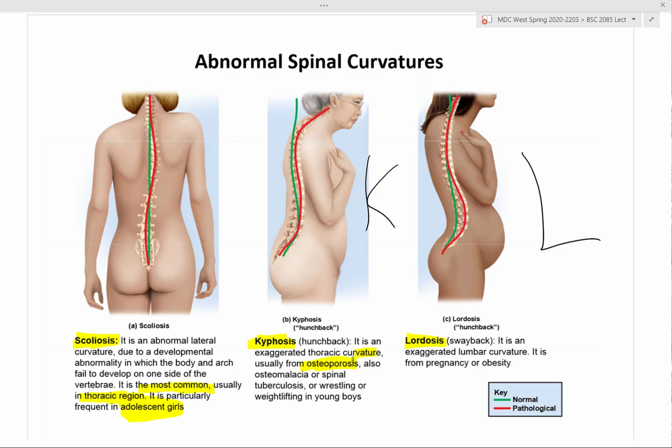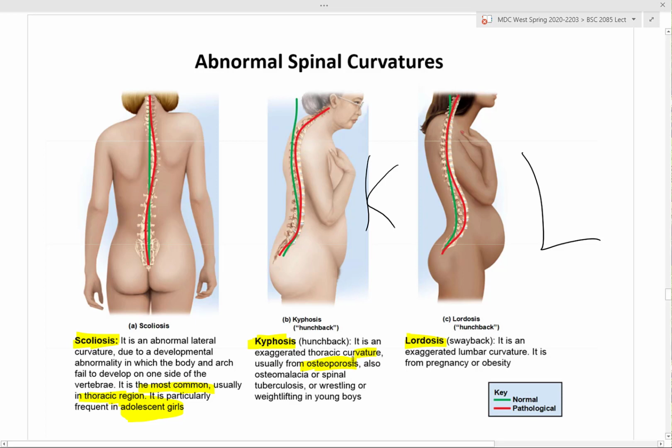So lordosis. Lordosis is actually when you lay back, right? So who's going to lay back when they walk? Pregnant women and, well, not the parents, the husbands of the pregnant women. Because as they get a big belly, the husbands get the same thing, right? The beer belly ones.